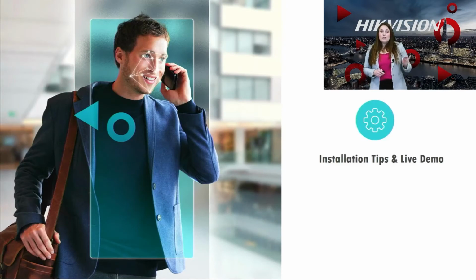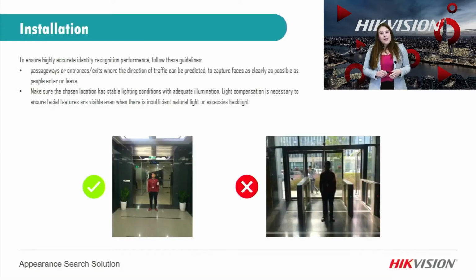Now, I've just got a couple of important best practice install tips for you before I hand over to the very lovely Phil. The first is to give the cameras the very best chance of capturing a face. Try and locate them within a walkway or around an entrance or exit, which naturally funnels people through. You want to be able to see a face to be able to use the technology. So if you put these cameras in that sort of location, it will really help your accuracy.